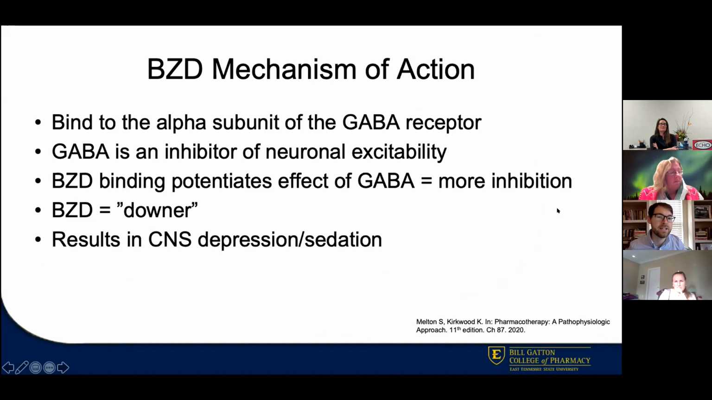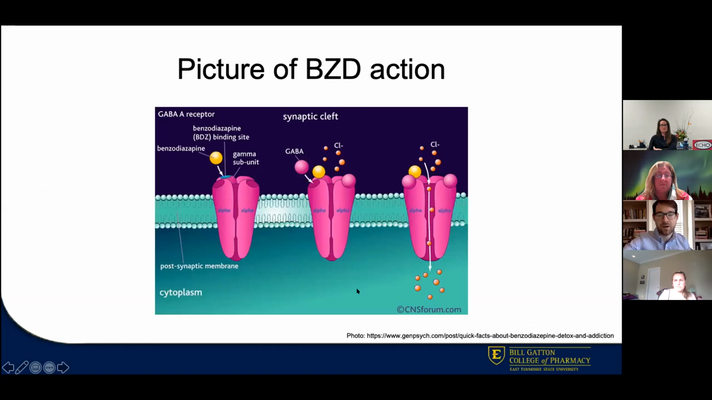So how do they work? We're going to get a little technical, but then we'll bounce back out from there. They bind to the alpha subunit of the GABA receptor, and GABA is a molecule that leads to inhibition of neuronal excitability. So all that basically to say the benzo binds to the alpha subunit of the GABA receptor and causes the amount of GABA that's there to work better. So it potentiates its effect, resulting in a downer effect, and some CNS depression and sedation.